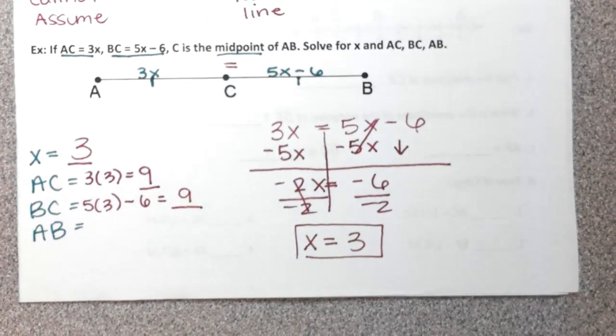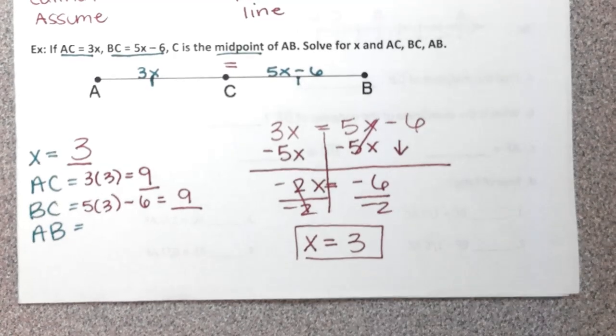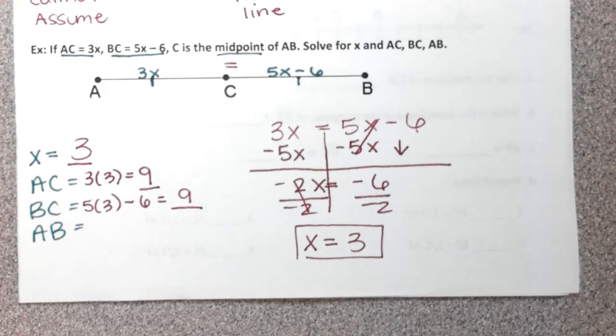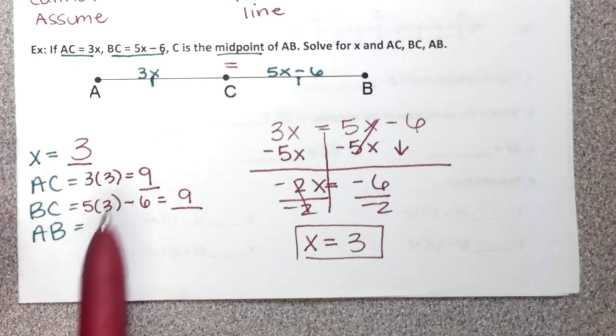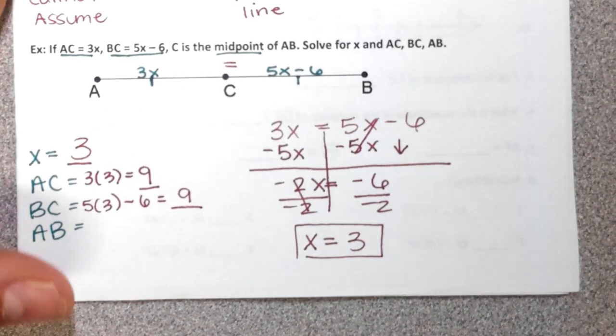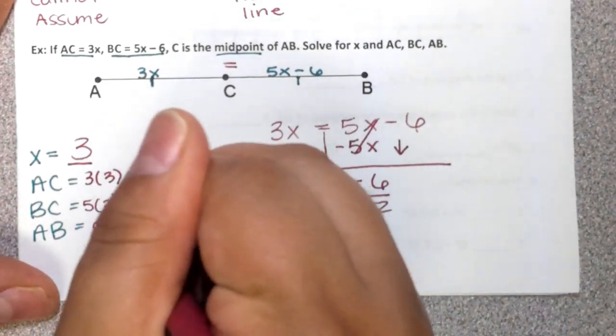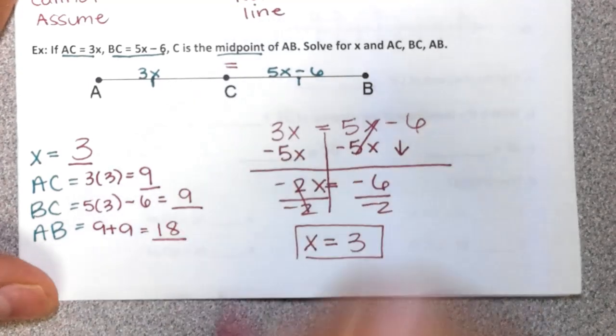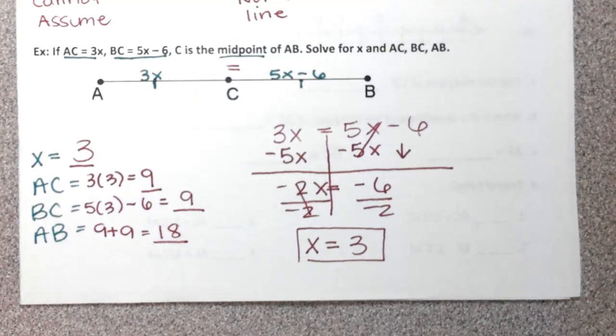Should they be the same? Yes. What if they weren't? You probably solved somewhere wrong or have a wrong equation. And then how do I find AB? How do I find the whole thing? What is 9 plus 9? 18 is my answer. Bam. What questions do I have?